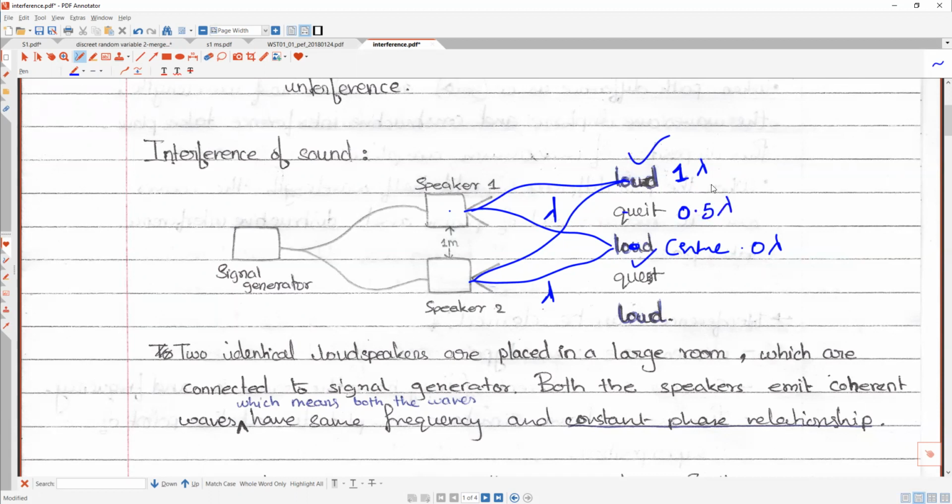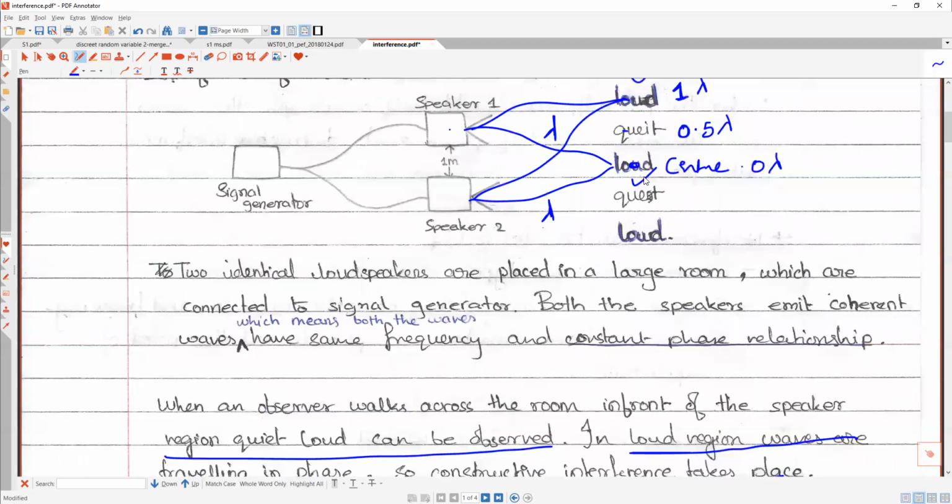Loud is always a whole wavelength. Quiet is always a half-integer, 0.5, 1.5, 2.5, 3.5, or 3/2, 5/2, 7/2, like that. Loud is always constructive, quiet is always destructive interference. We will not say superposition here, we are going to say interference. To be honest, either is okay, but in school some teachers don't accept it. For standing waves you have to use superposition, and for light waves you have to use interference.